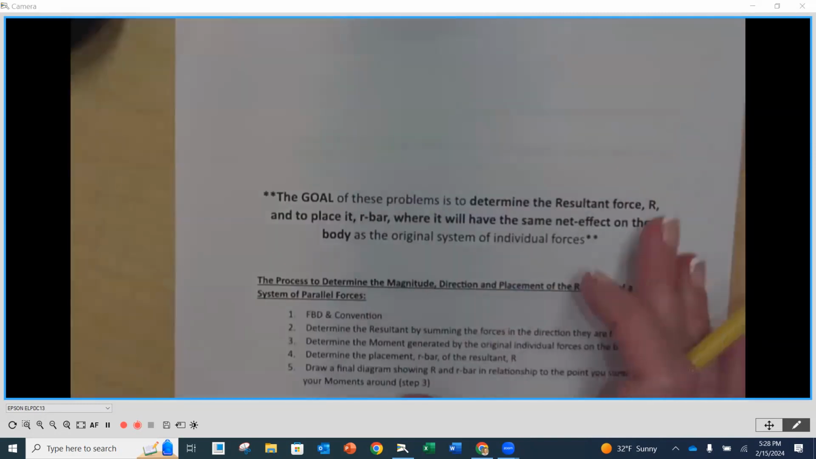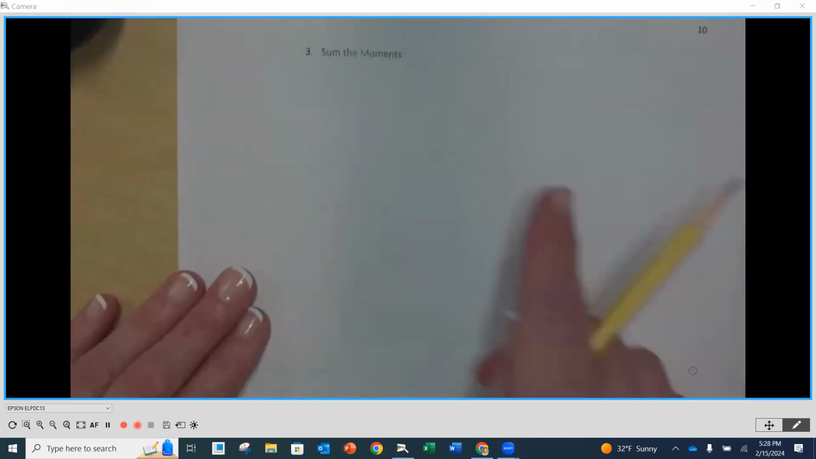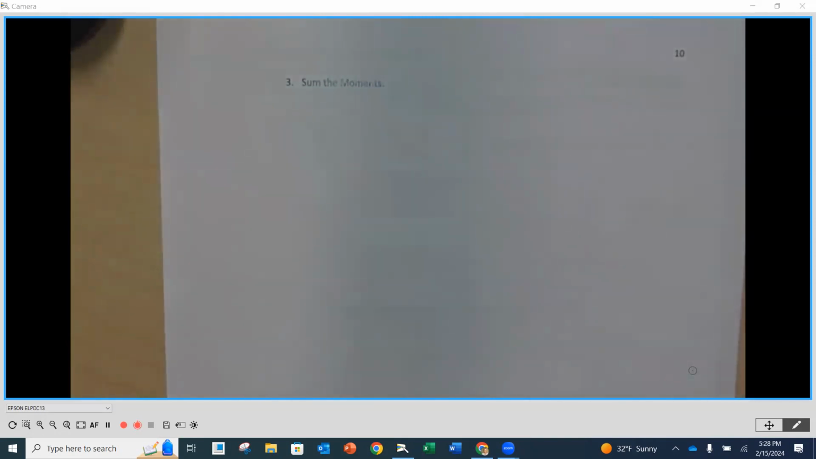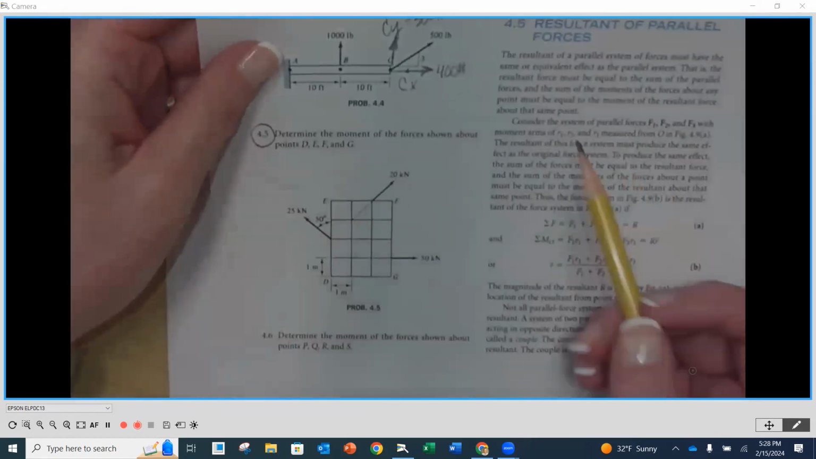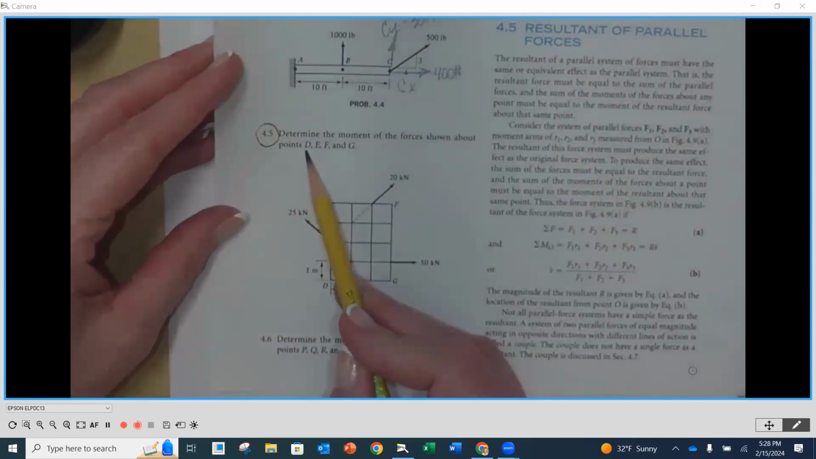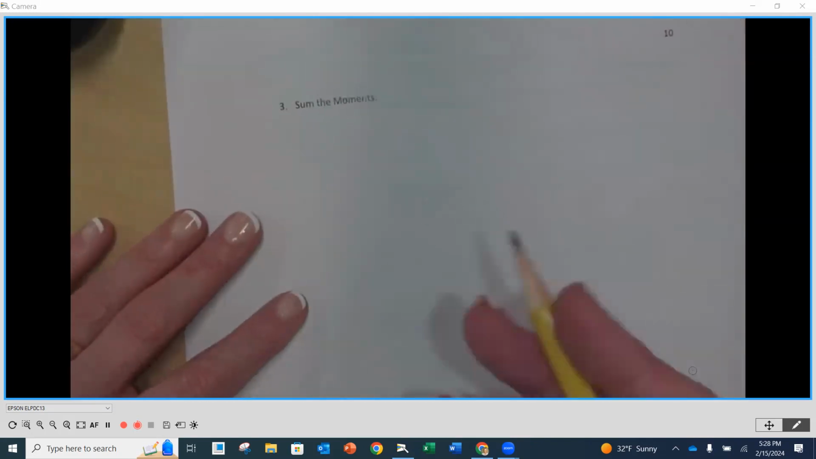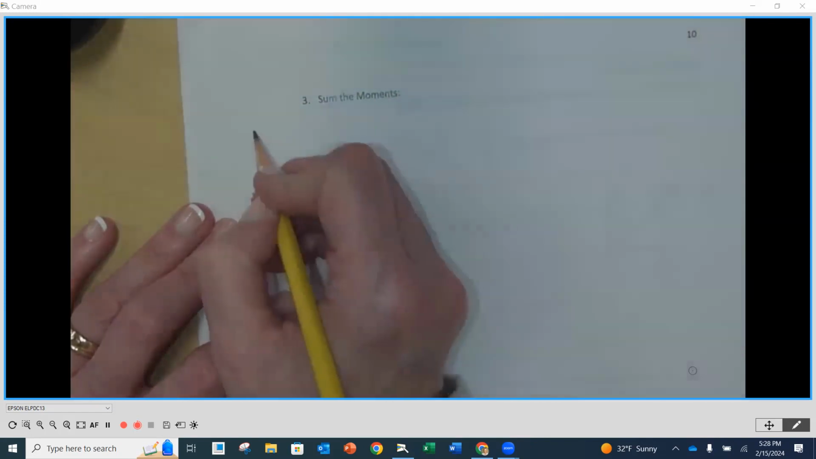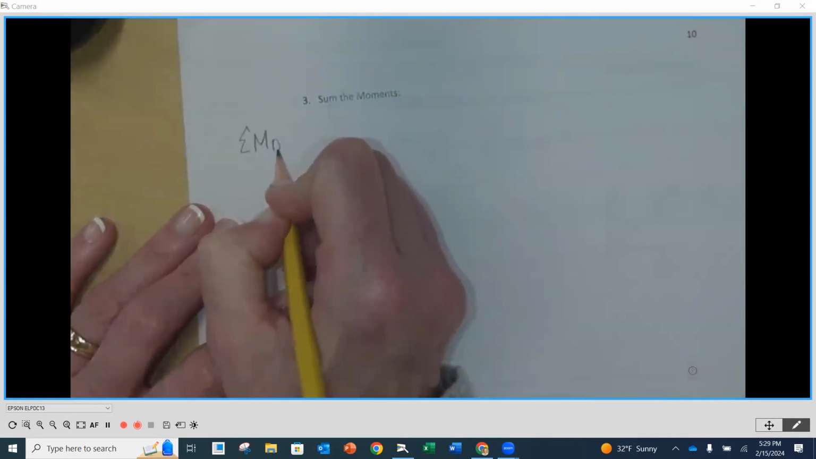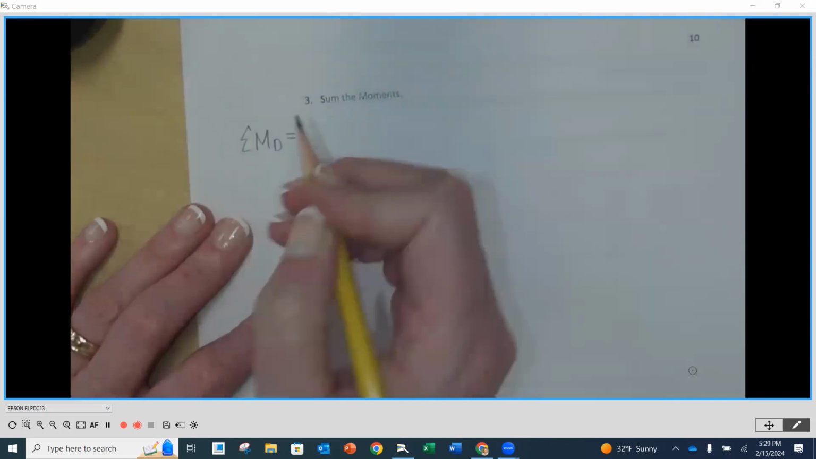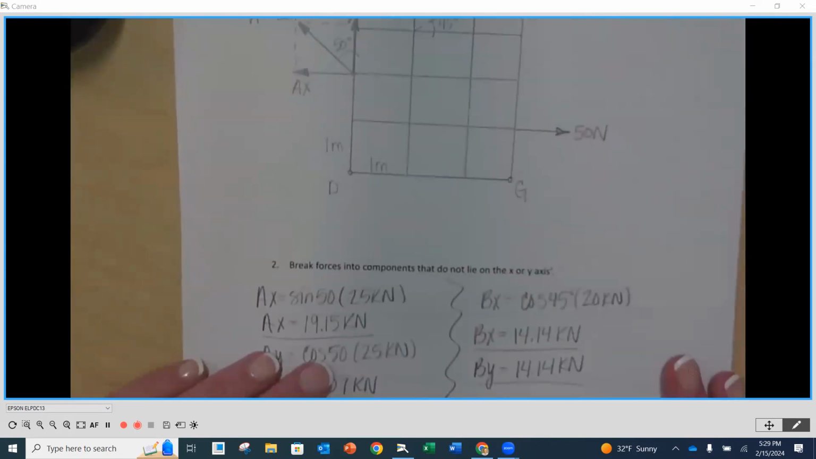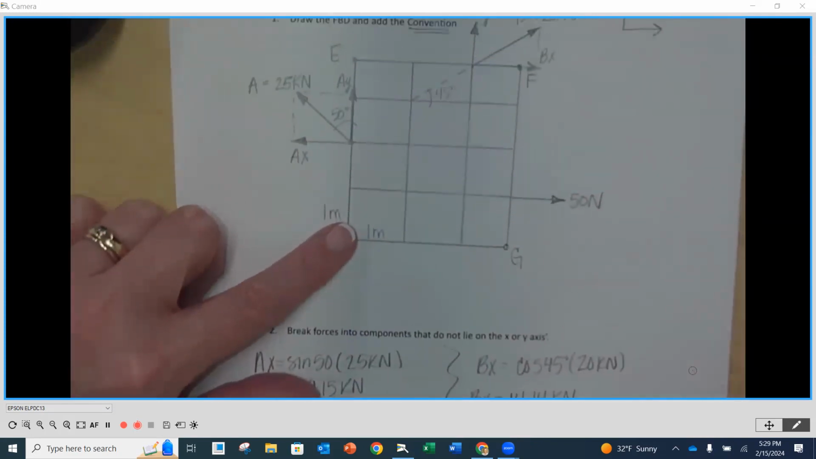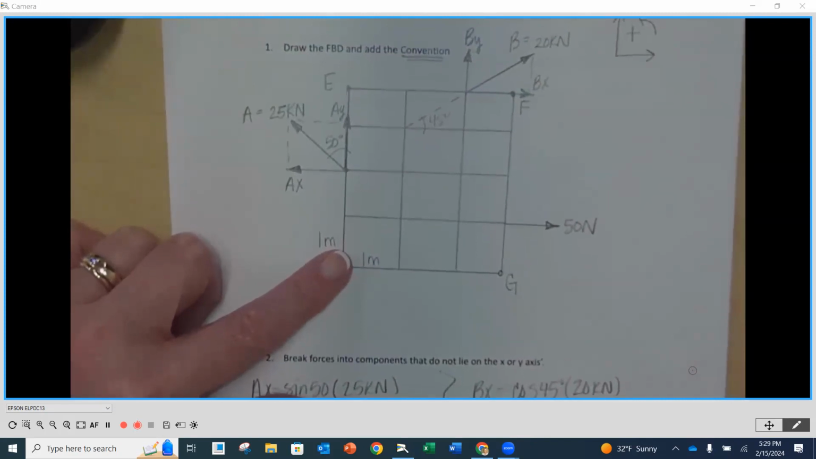Okay, so now we're going to turn the page to page 10. Now we want to sum those moments around the points identified in the problem. So going back over here, the first point is going to be about point D. I'm going to go over to the right here just because I know as I sum, it gets a little long. So the sum of my moments around point D is equal to, and then we're going to start summing. I'm going to put my finger on D.